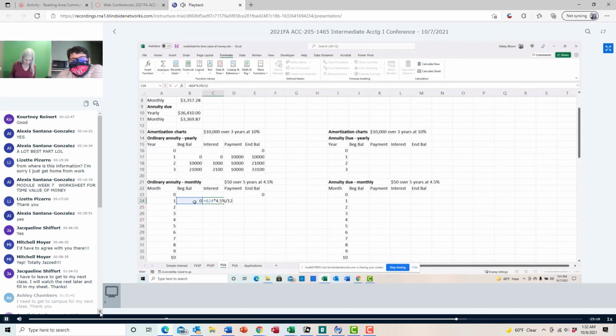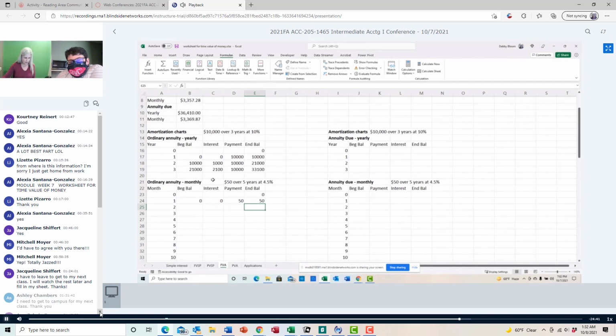He's upstairs. Hit enter. So of course we have 0 interest. Now in this case our payment is $50 because we're saving $50 a month. And we have exactly the same formula for the ending balance. Our ending balance is the beginning balance, add whatever interest that you've earned, and add the payment. I hit enter. And now I do the same thing.